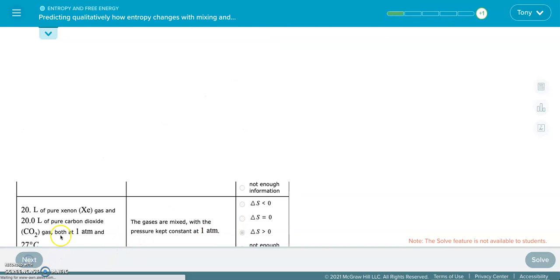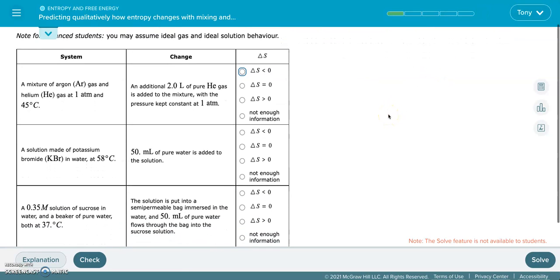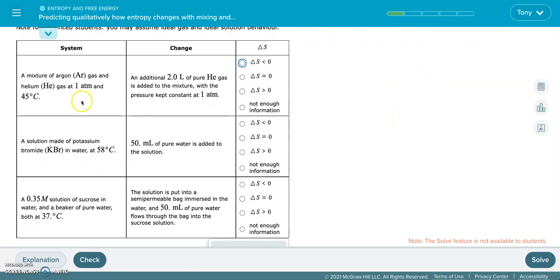All right, we'll go ahead and do one more set. I don't think we need to go through the whole learning progression here. We've got some good examples already, but we'll do one more. A mixture of argon gas and helium gas. An additional 2 liters of pure helium is added to the mixture. Pressure is kept constant. We're basically mixing here, so you can think about this as this pure helium gas being mixed into this system. That's going to result in an increase in entropy. There's just more going on.